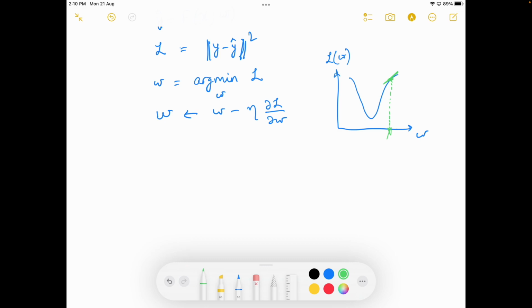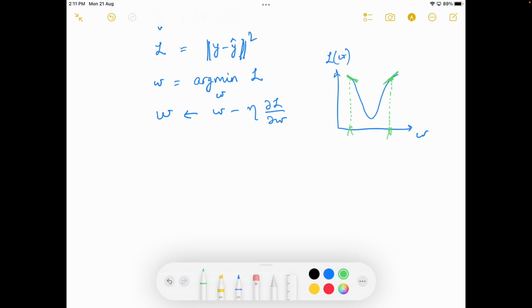So where should W change? Decrease or increase? Decrease, so that it can go to the valley. So I will decrease my W. And if my W happens to be here, the slope is negative, so I would like to increase my W. So you see this formula: if slope is negative, W increases. If slope is positive, W decreases.